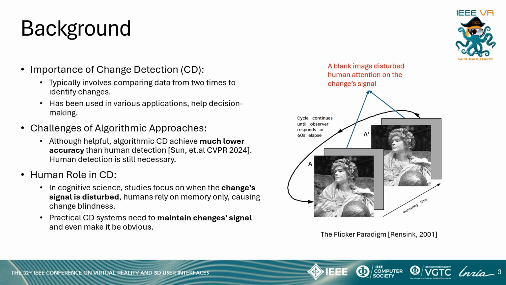For example, in the right side image, the display alternates between the initial and the after scenes, with a brief blank image inserted between them. The blank image could disturb human attention to the change signal. However, this is opposite to practical usage, where the practical system needs to maintain the signal of change and even make it obvious.